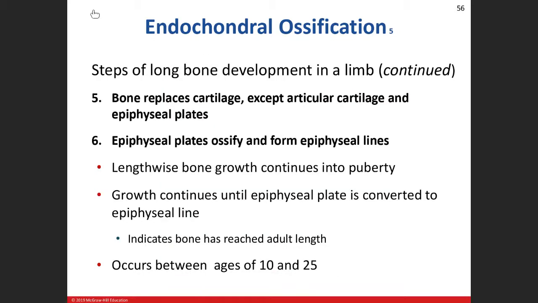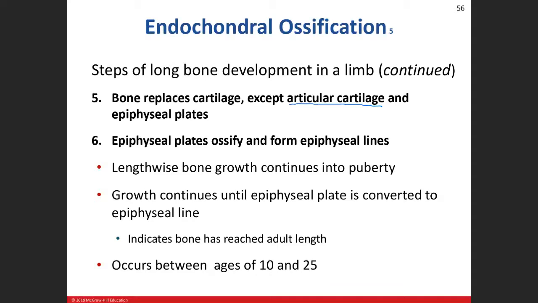Steps 5 and 6 are the shorter ones here. Pretty much we're going to keep getting rid of that cartilage, except for the hyaline cartilage at the joint spaces and the hyaline cartilage that's going to be found in the epiphyseal growth plates. So our goal is to get rid of all cartilage. It's like a search and destroy kind of mission, except for the articular cartilage that lines the ends of your bones, and then the epiphyseal cartilage in the growth plates there.